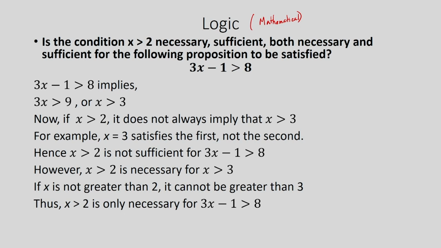So, here is the problem. Is the condition x strictly greater than 2 necessary, sufficient, or both necessary and sufficient for the following proposition to be satisfied? What is that proposition? This is the proposition. 3x minus 1 is strictly greater than 8, all right.